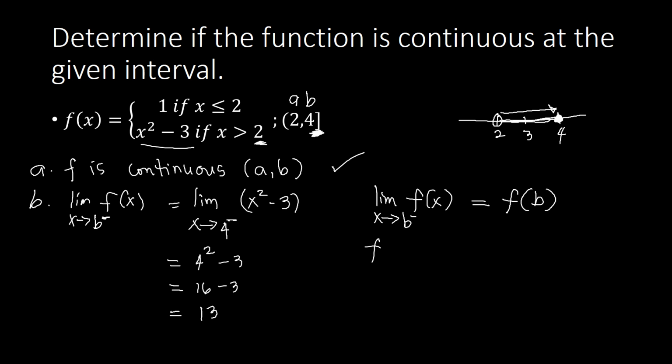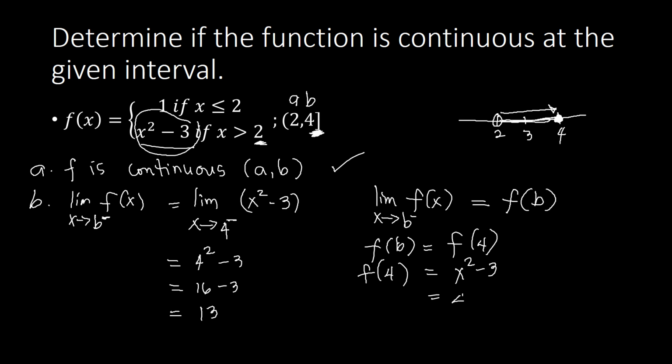f of b would mean that we have f of 4. Now, since we're going to look for f of 4, we are going to look at the domain. Number 4 is also found in here. So we have x squared minus 3. If we're looking for f of 4, that means we are replacing x by 4, squaring that one, minus 3. This is now equal to 16 minus 3, which is equal to 13.